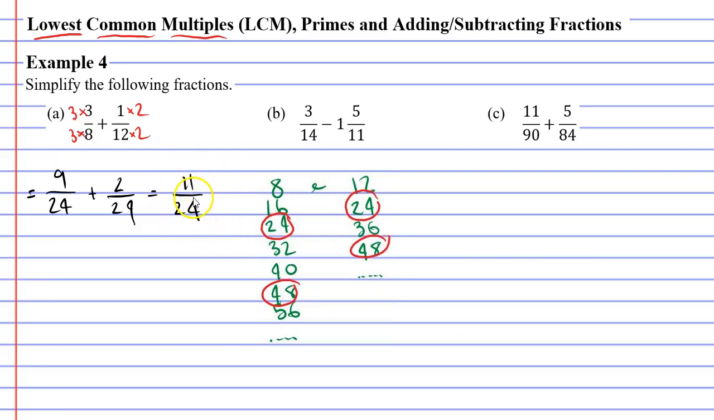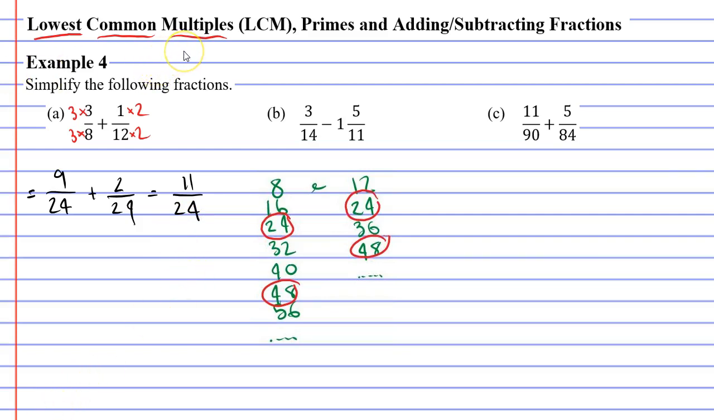Now we've come up with our final answer, and the good thing about this answer is it doesn't need to be simplified any further. If I hadn't picked my lowest common multiple, let's say I picked 48 instead, I still would have come up with a correct answer, but I would have had to simplify it at the end.